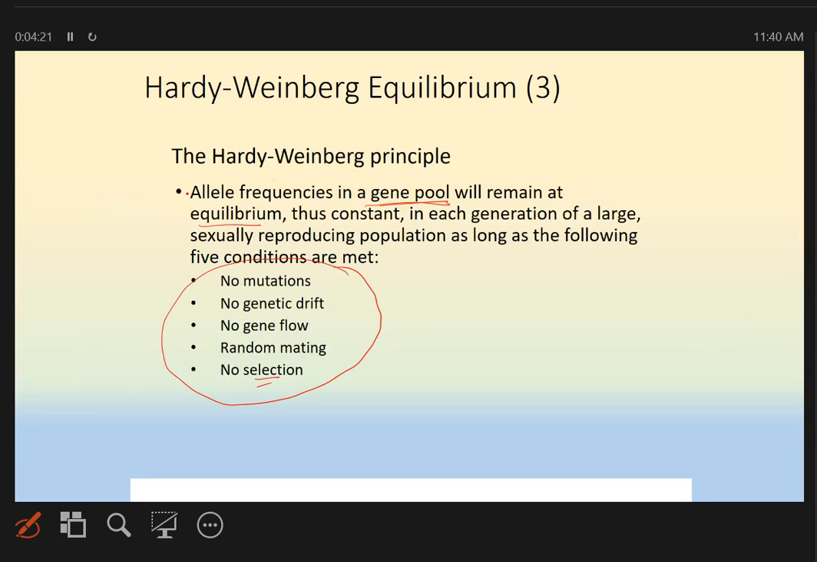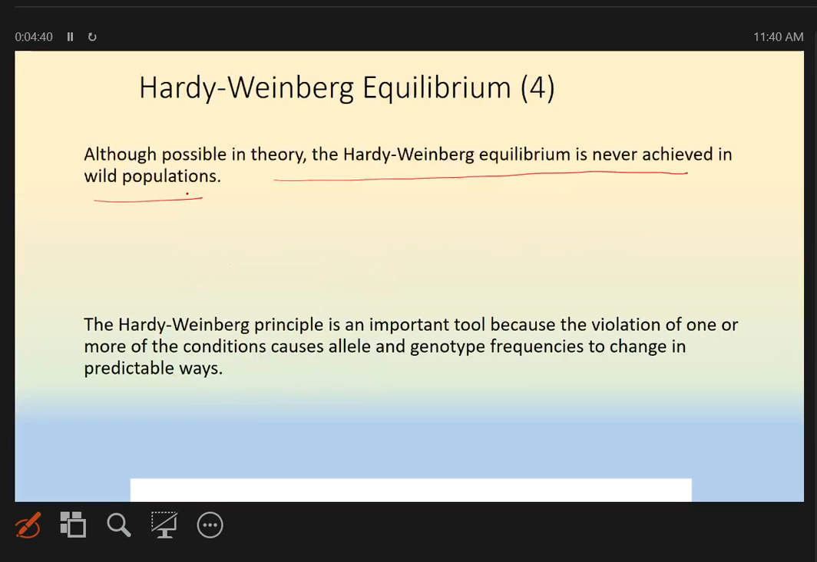How will you prevent non-random mating? How will you say there should be only random mating? How will you prevent immigration or emigration, the movement of animals from one population to another? That's not possible. So why do we study this? Why is it an important tool? Because if there's any violation of the conditions, the frequency will change in a predictable way.